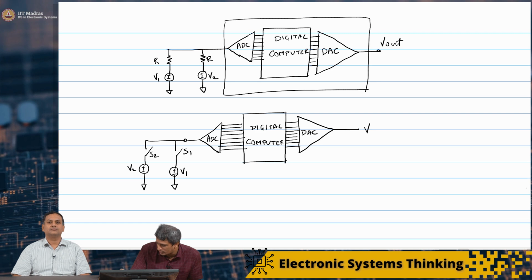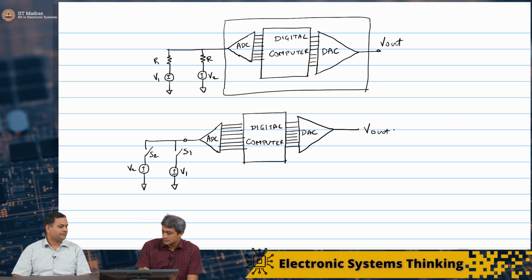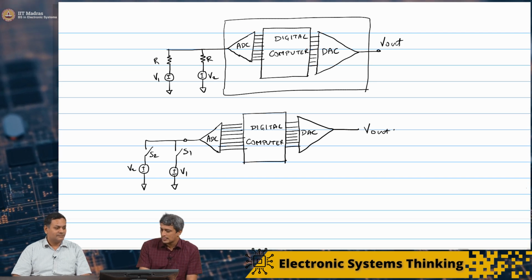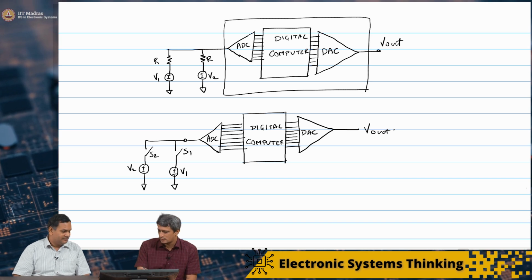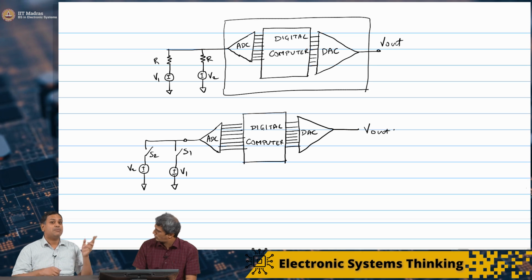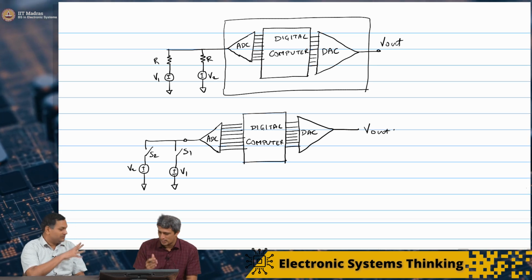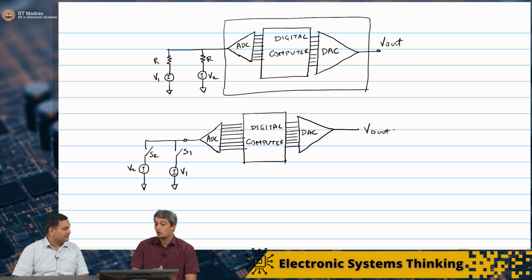And I am going to feed this to V out. Now this is slightly more interesting because when I turn on S1 and keep S2 open, V1 will appear at the ADC. S2 open, S1 closed, right? V1 is going to appear at the ADC.